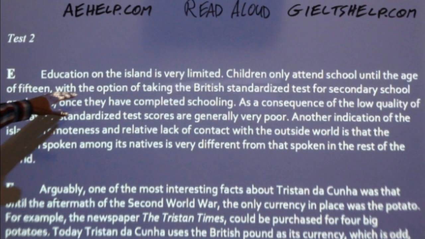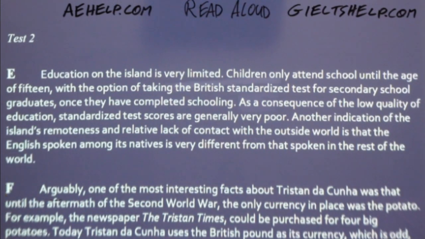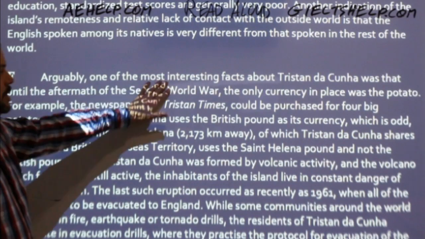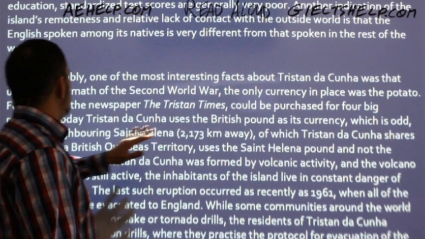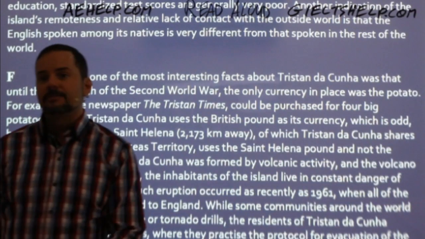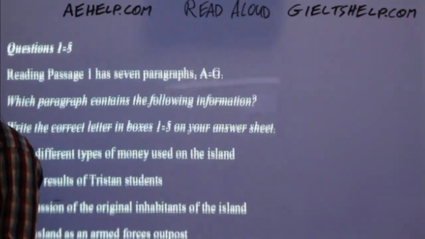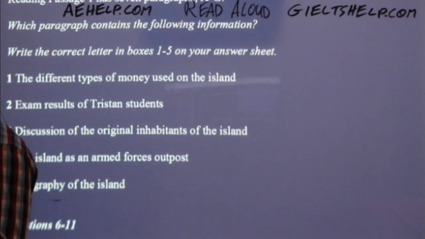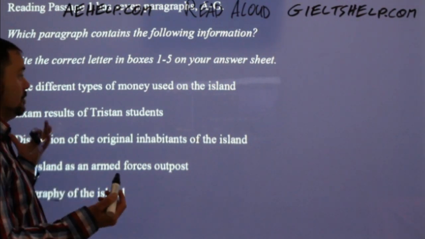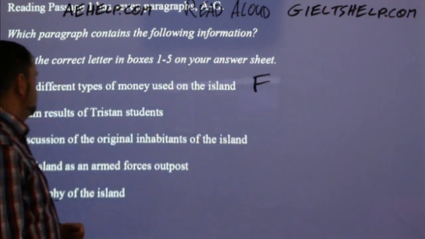E, education on the island is very limited. Okay, so this one I was visualizing education. And then F. Arguably one of the most interesting facts was that until the aftermath, the currency in place was the potato. Okay, so there it is, potato, F. Now you're sure about your answer. You knew it was somewhere in the middle correctly, and you said, okay, I know I'm looking for potato. So F it is. All right.